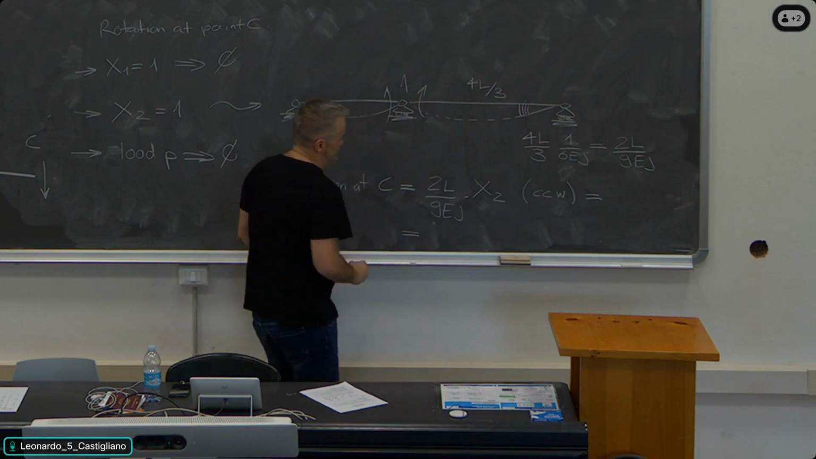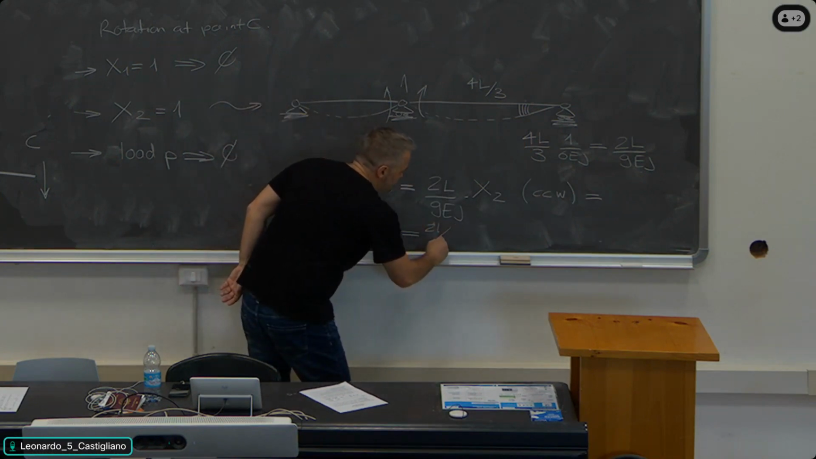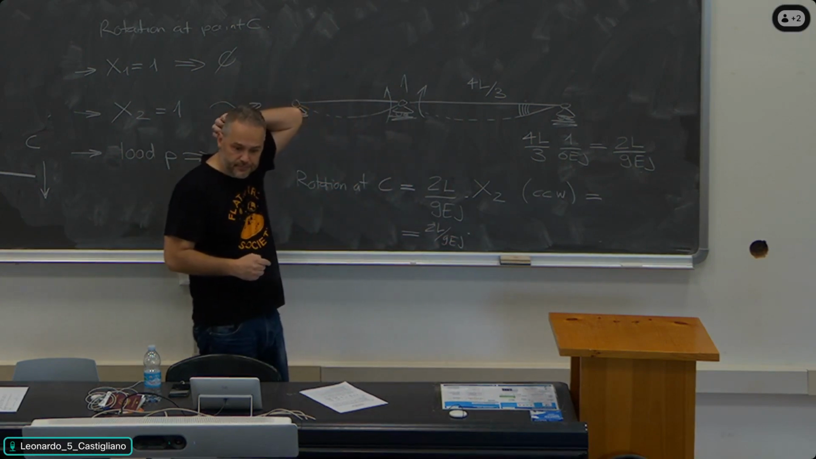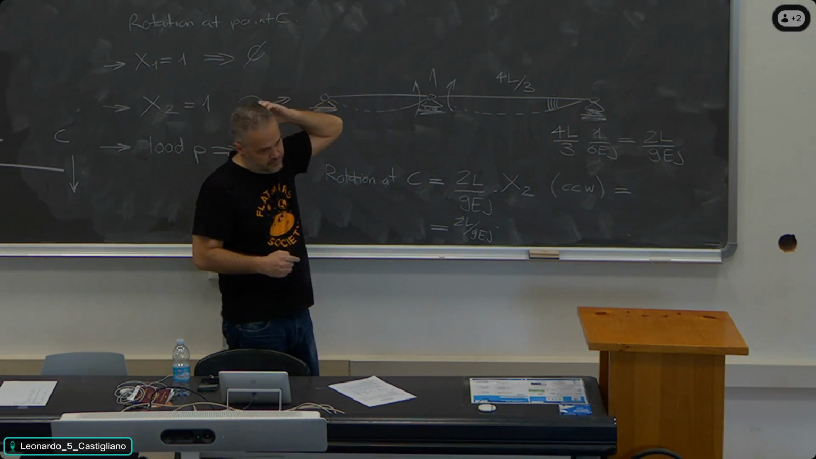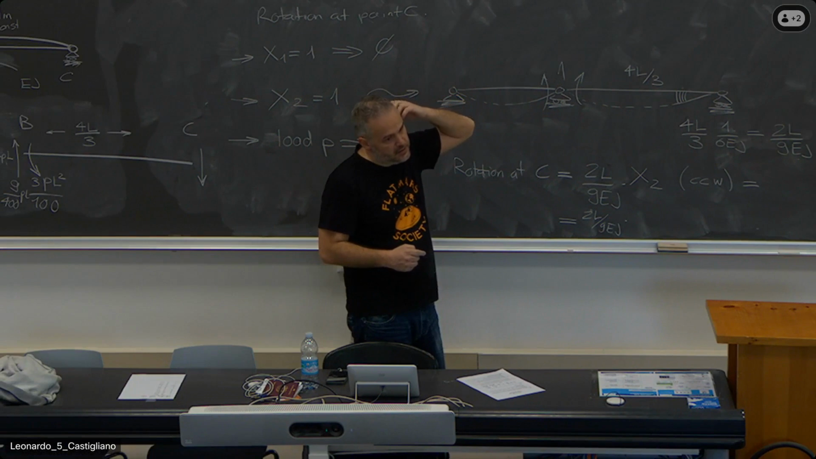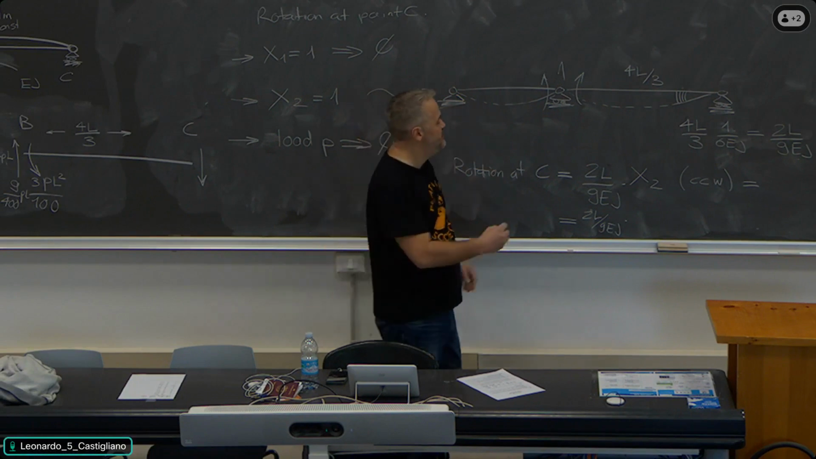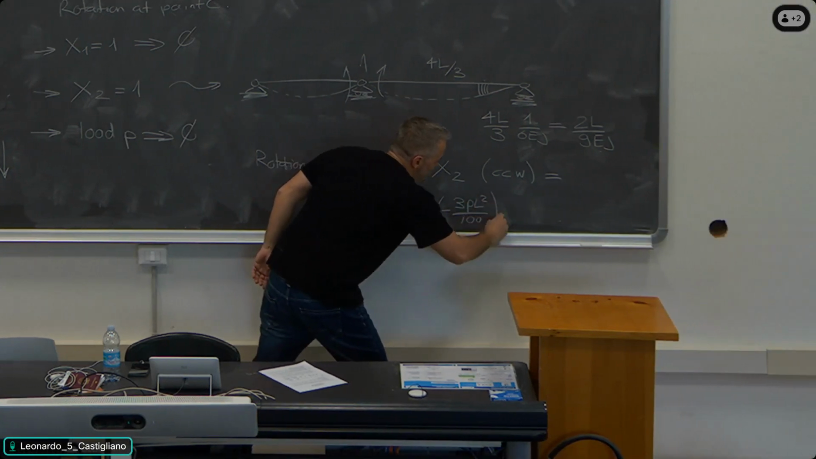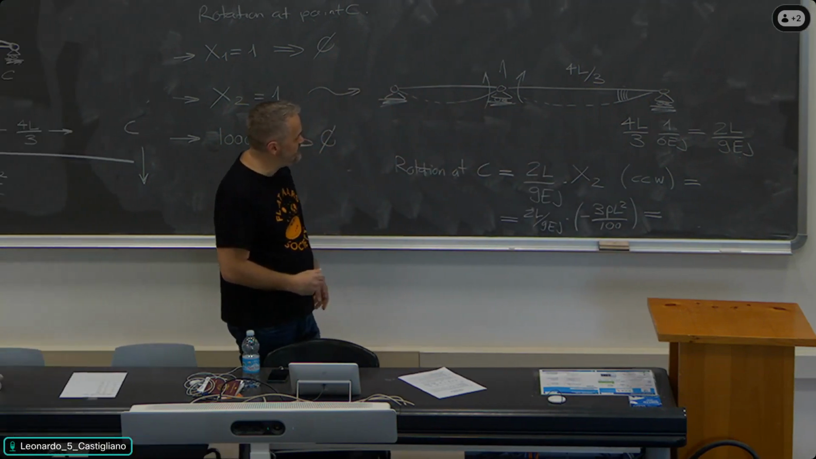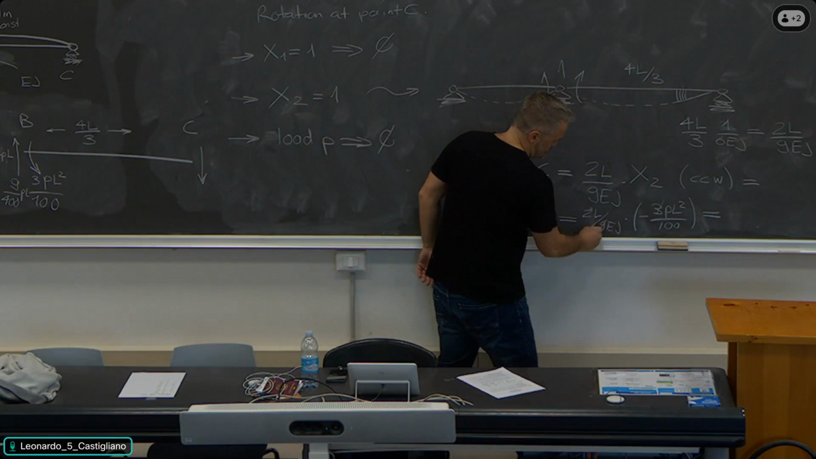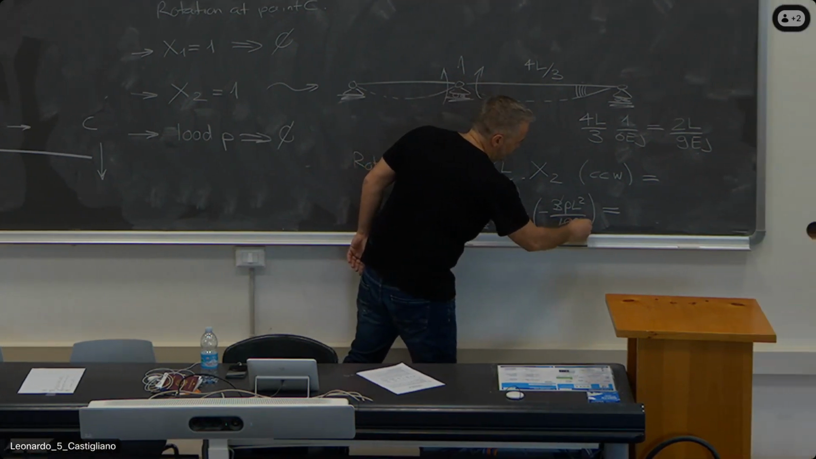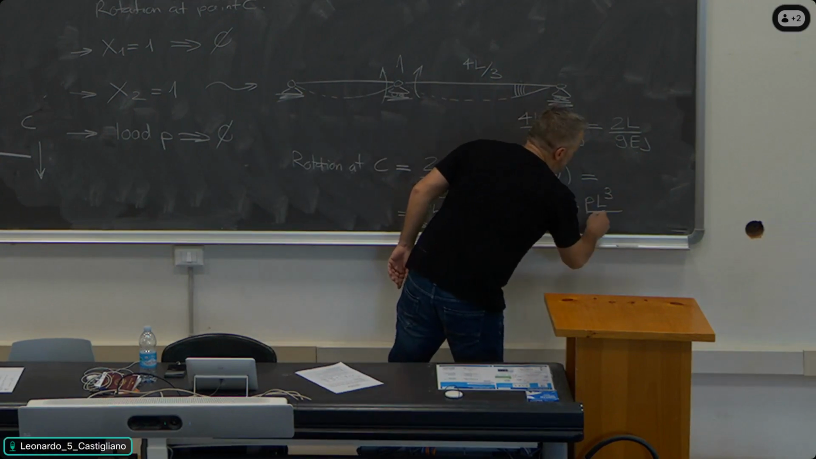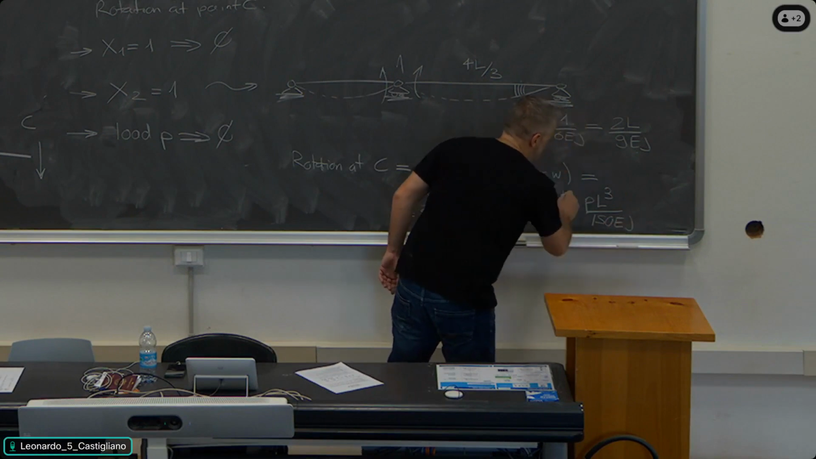Now we replace the number. 2L divided by 9EJ times, check the solution. What's this? X2? 3 divided by 100. With what sign? Minus. Minus 3PL squared divided by 100, which means that in the end, what I have is minus PL to the power of 3 divided by 150 EJ.